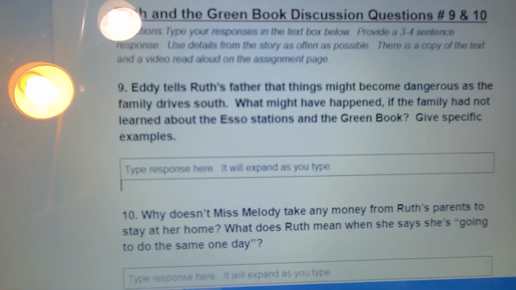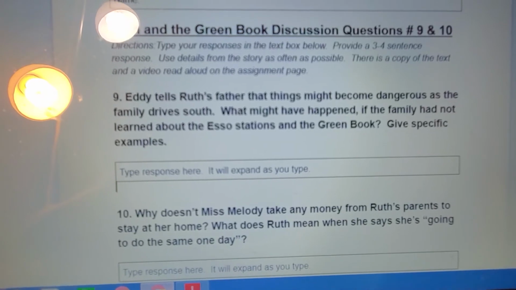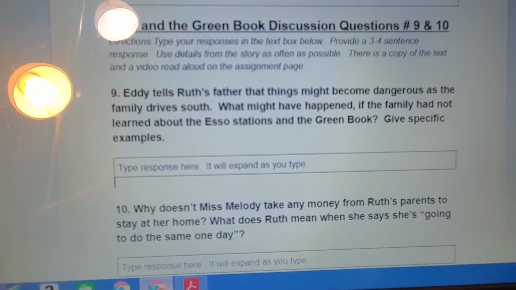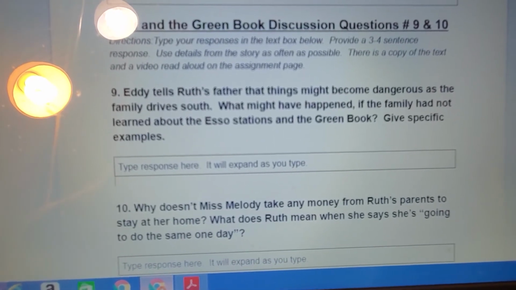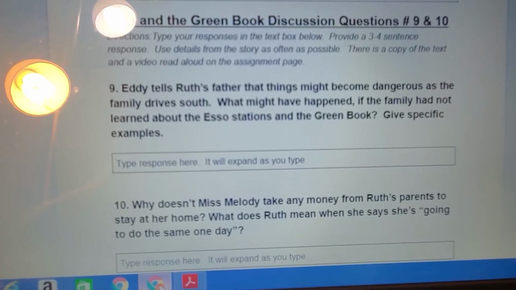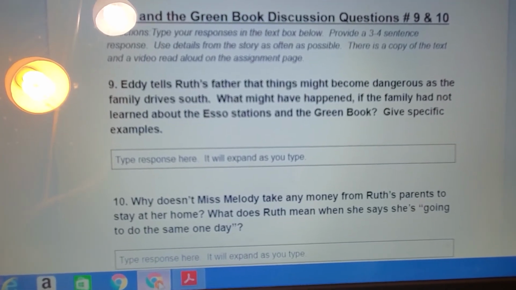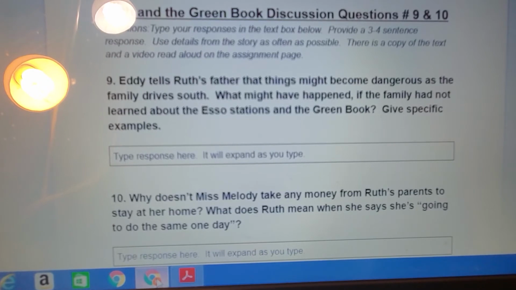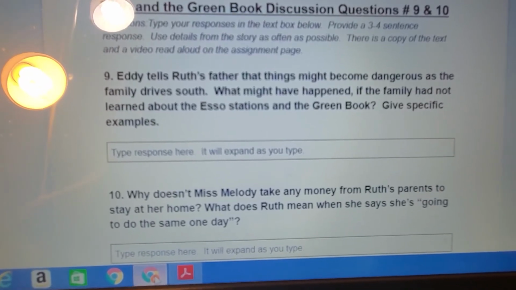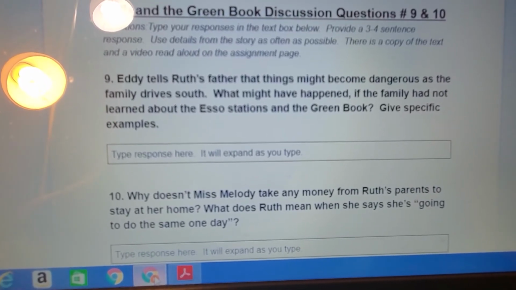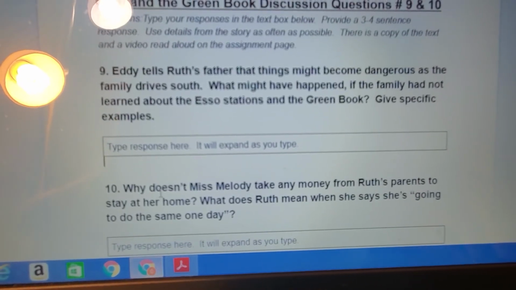So think about what might have happened to the family if they didn't learn about those stations. I want you to think deeply about that. And like I said, the answer is not going to be in the text, but there might be some clues. If you go back and think about Jim Crow, think about some of those laws, but give specific examples, okay?